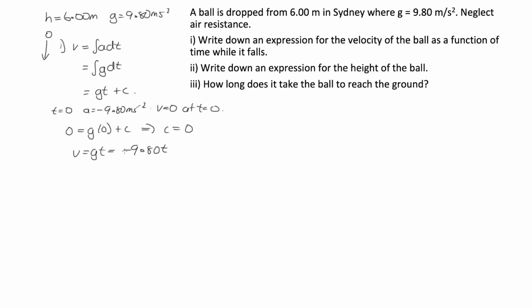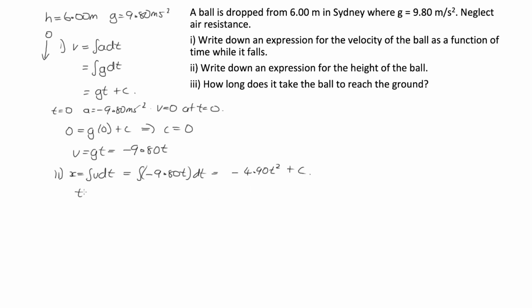So we've put the negative sign there to show that this is a downwards velocity, because the acceleration due to gravity is downwards. Now in part 2, we're asked to write down an expression for the height of the ball. Okay, so we know that the displacement x is the integral of the velocity with respect to time. So this is equal to the integral of minus 9.80 t dt, which is equal to minus 4.90 t squared plus c.